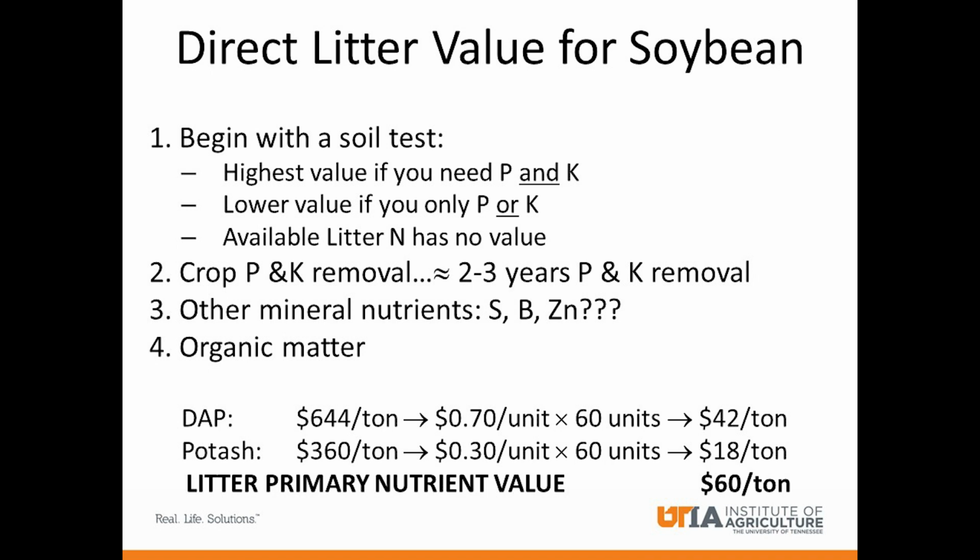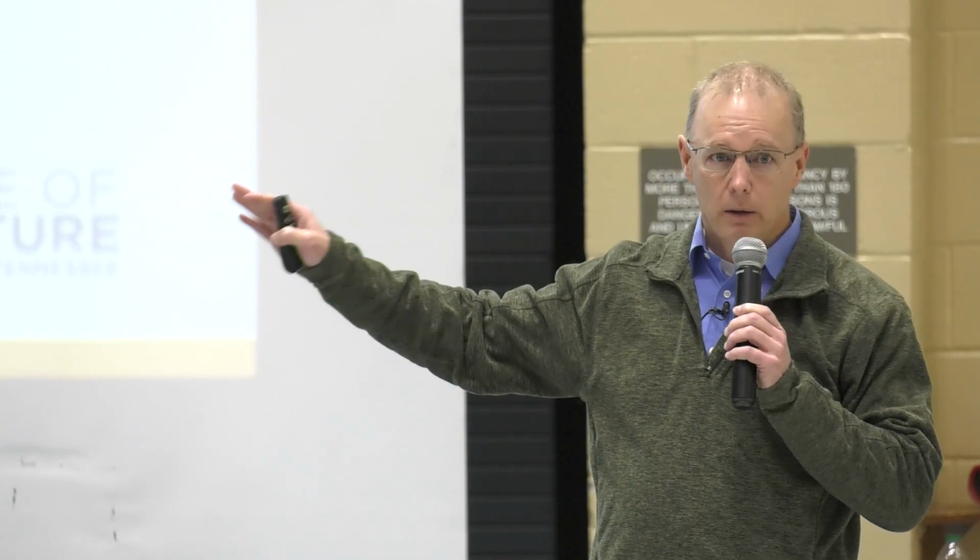Obviously, the nitrogen has no value. Crop P and K removal, that's another way to look at whether you'd want to use litter on soybeans directly at planting. That's something that you could consider. Obviously, in that year, if you don't need P and K and you're putting litter on to replace 2 or 3 years worth of phosphorus and potassium crop removal, you are lowering your profitability in that year that you use the litter. That's the long and short of it.